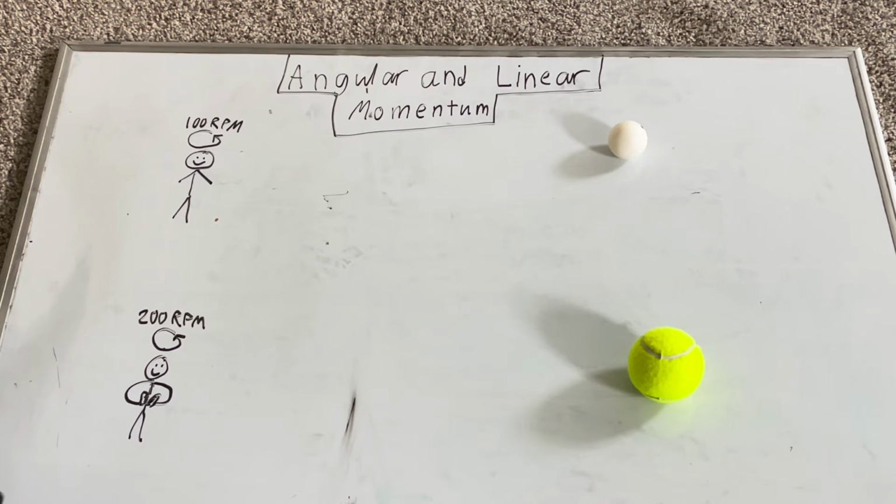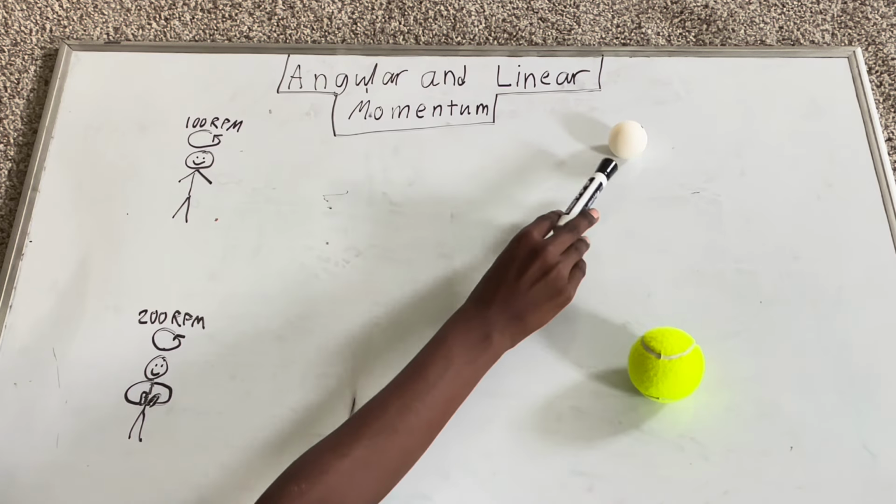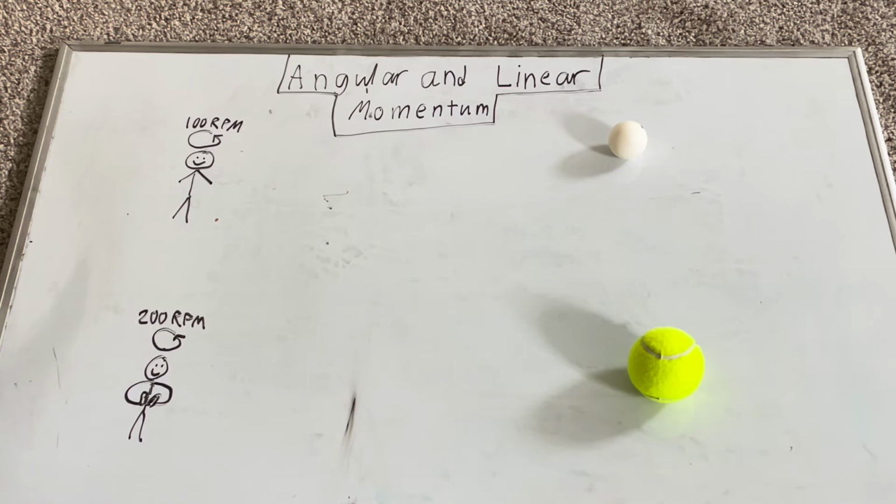Why does a figure skater spin at twice the speed it was at before when all they do is bring their arms in? Or why is it so much more difficult to catch a tennis ball compared to a ping pong ball? These are all examples of angular and linear momentum inside of the real world.